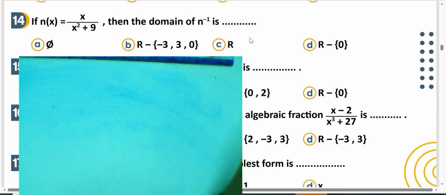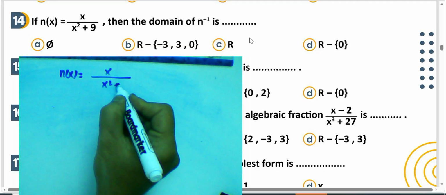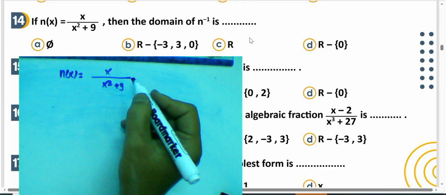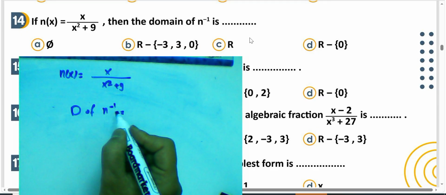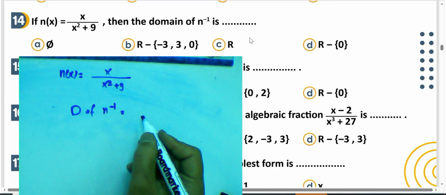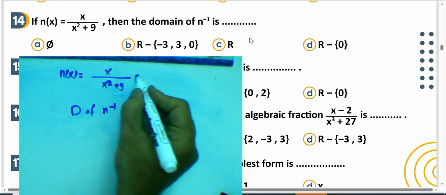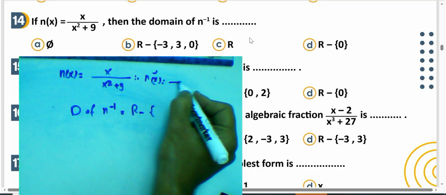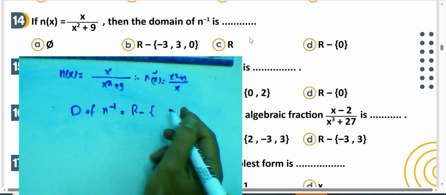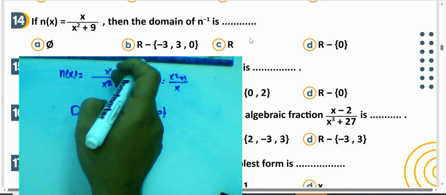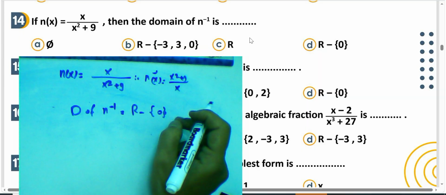Next question. If n of x equals x over x power 2 plus 9, we want to find the domain of n power negative 1, the multiplicative inverse of this function. We can write R subtract the set of zeros of the numerator and denominator. The n power negative 1 of this function is the reciprocal, x power 2 plus 9 over x, but we have zeros of the numerator. Then we have R subtract the set of zeros of the numerator. It will be 0, and the other one we don't have. So R subtract 0. Choose letter D.